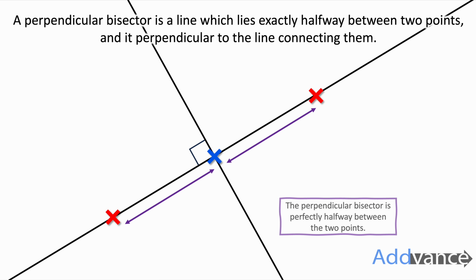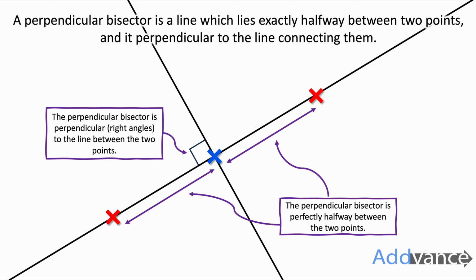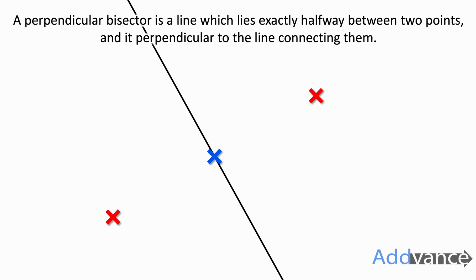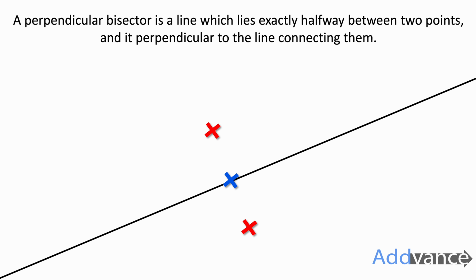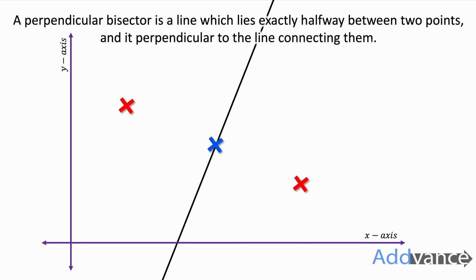The bisector is halfway between the 2 red points, and it is perpendicular to the line connecting them. That's what a perpendicular bisector looks like. You might also have a perpendicular bisector like this, or a bisector like this.